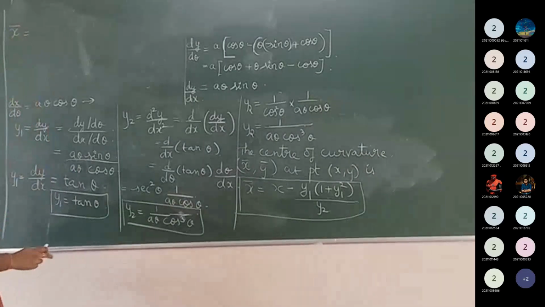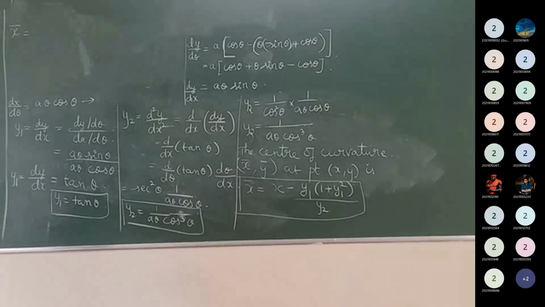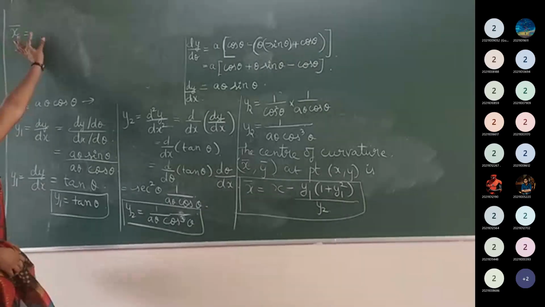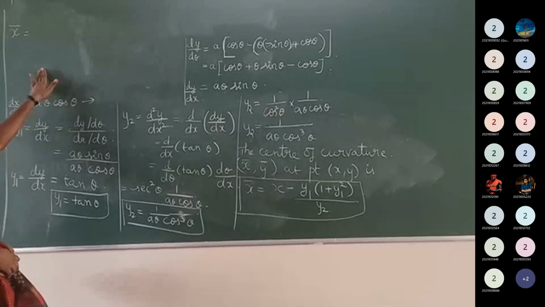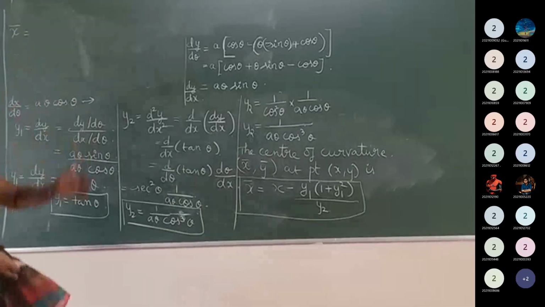x bar is equal to, what is x? What's your x value given? A cos theta. Now one layer up your x values. So if you want, you write here. Otherwise, in the last step, you can substitute your x value. Whichever is convenient, you can do. But don't forget to substitute at the last step.